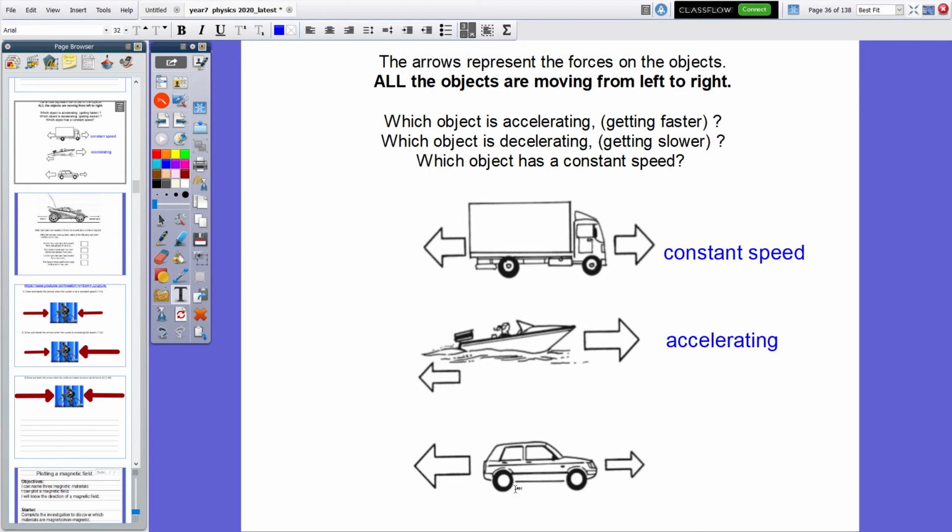Now, here's a car. As it says in the question, all the objects are moving from left to right. So this car is actually moving from left to right, from this side of the screen to that side of the screen. But the driving force is less than the resistive force. That doesn't mean it's going backwards. It just means it's going to get slower. And this object must be decelerating, okay? Because the resistive force is greater than the driving force.